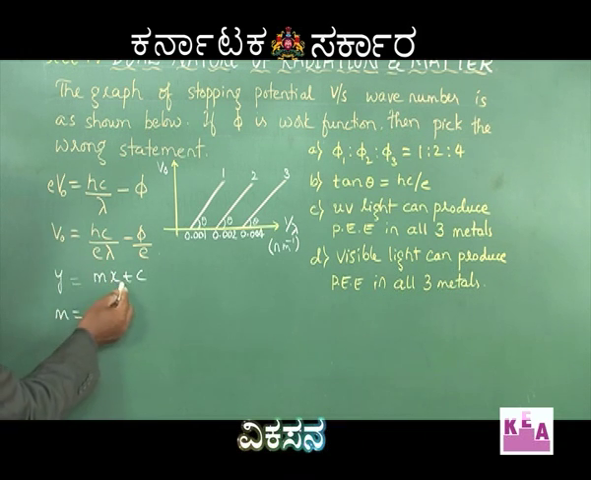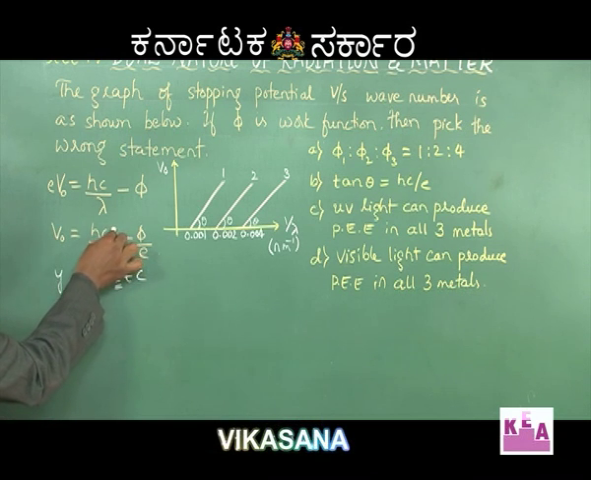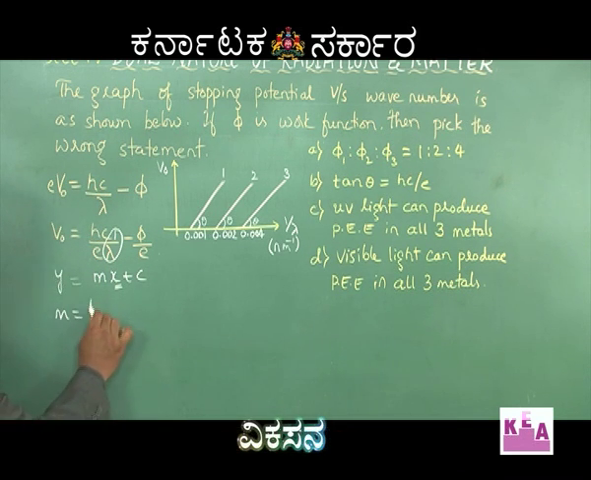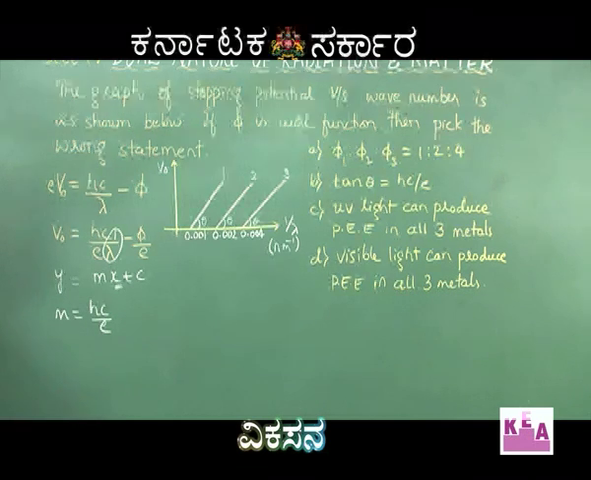Let me write what is x. In place of x, I have taken 1 by lambda. So this is in place of x. So what should be the slope? Obviously, hc by e represents slope. Slope is hc by e.